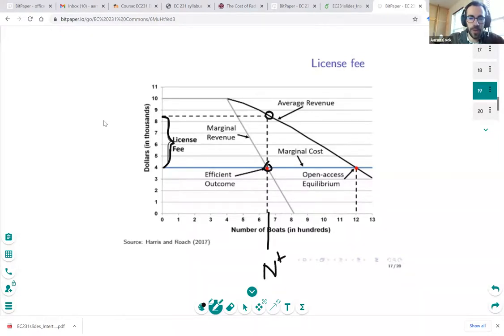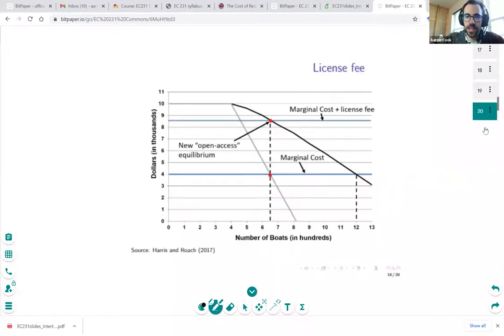I'm going to call the optimal number of boats N star. That's somewhere between 600 and 700 boats. But if we slap that license fee on, in a sense it's a vertical shift in the cost curve or the supply curve, just like we had with a Pigouvian tax. Then, remember, individual boats are still going to want to enter until average revenue is equal to their marginal costs, except now their marginal costs include not just their private costs, but also the license fee. Now the incentive will be for boats to stop entering once we get to the point where the marginal cost plus the license fee is equal to marginal revenue.